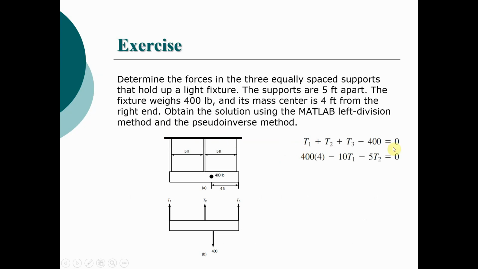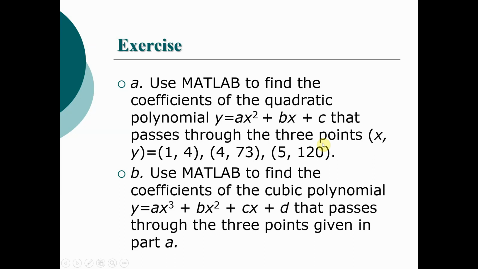Another one, this is an underdetermined system. We have 2 equations but 3 unknowns. Try to solve them, try to use the left division and the pseudo inverse method to find different solutions and analyze these 2 solutions. Okay, this is a very good example. So we're going to see more about this in another chapter.